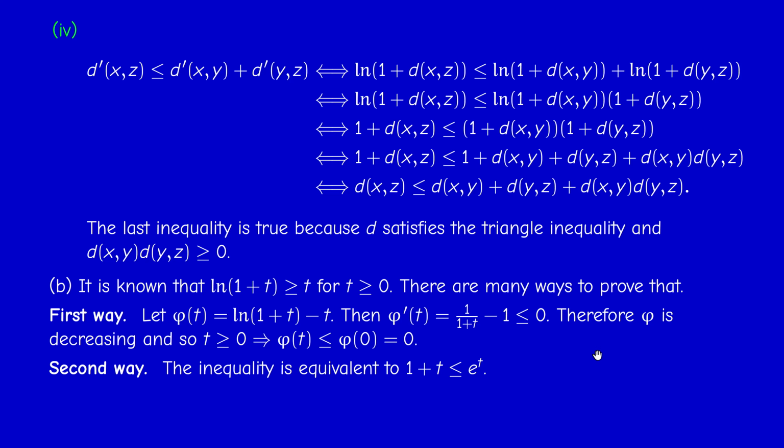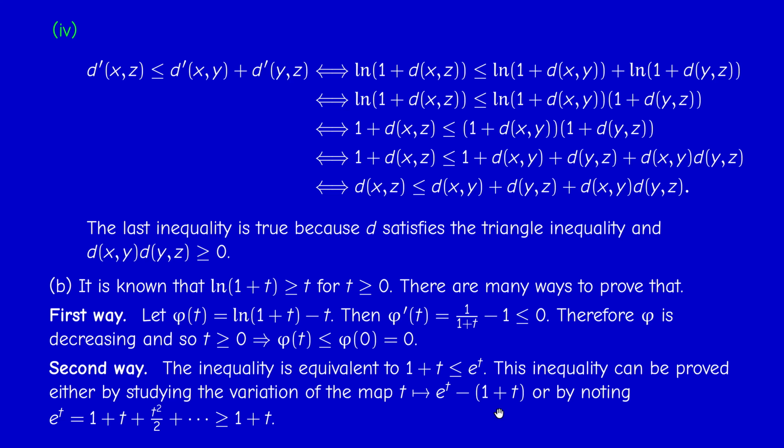And here again, you have at least 2 ways to prove this. Either we study the variation of the function e^t minus 1 minus t, or we use the Maclaurin series. So we know that e to the t is 1 plus t plus t squared over 2 factorial plus t cubed over 3 factorial plus so on. And since t is non-negative, all these terms are positive. So this series is bigger or equal than 1 plus t.